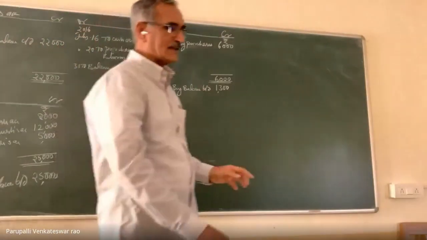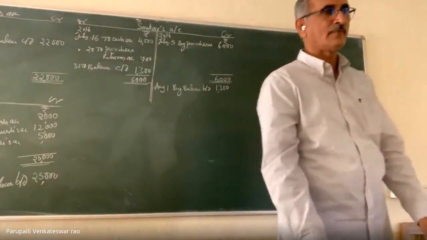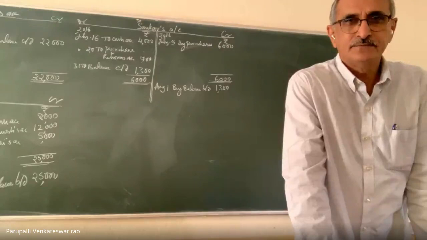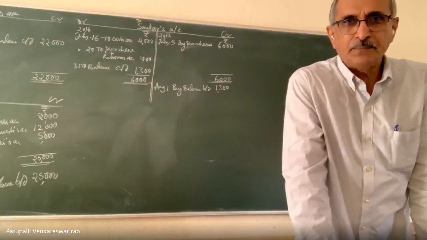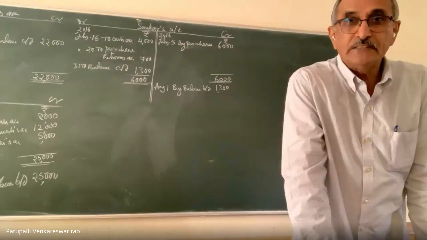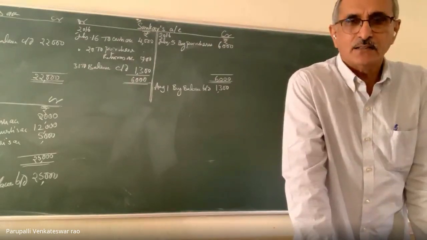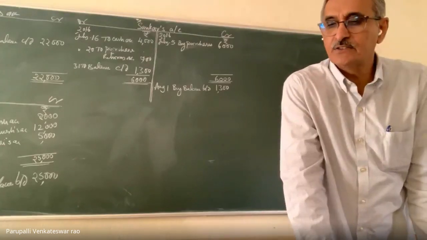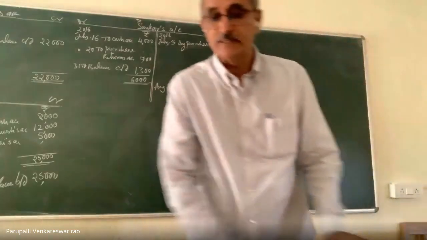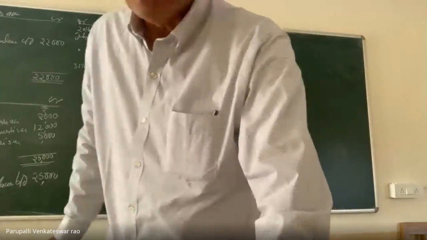Shankar's account is showing what balance? Tell me. Credit balance. That means he is a creditor. Shankar is a creditor. A creditor is a person to whom the business has to pay. Understood? Shankar is a person to whom the business has to pay. That's it. Shankar's account is showing a credit balance.